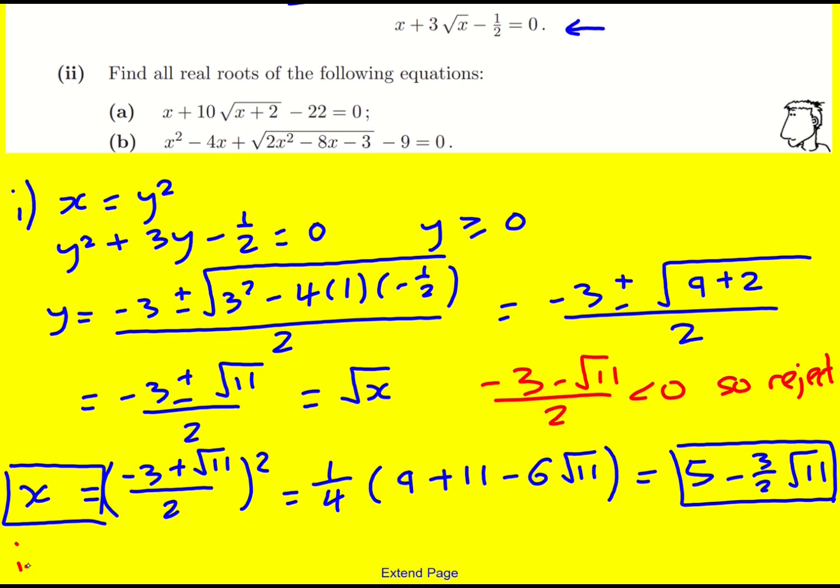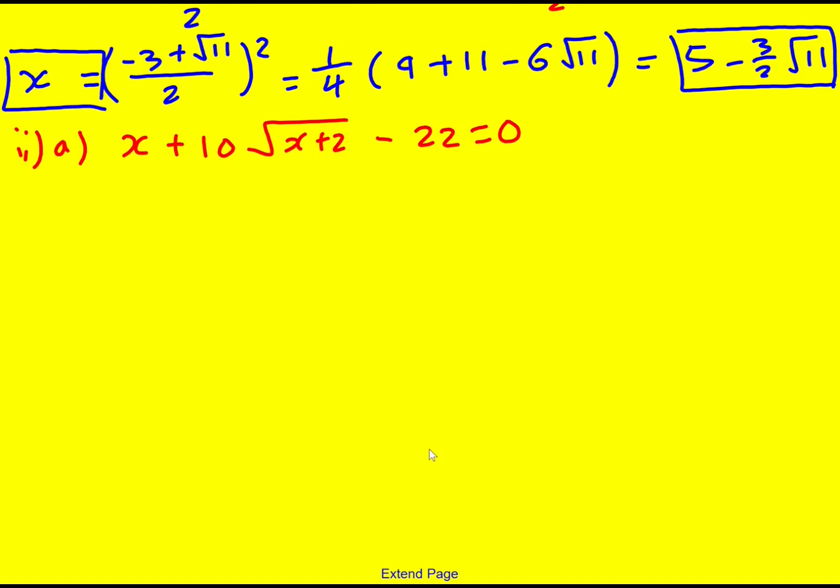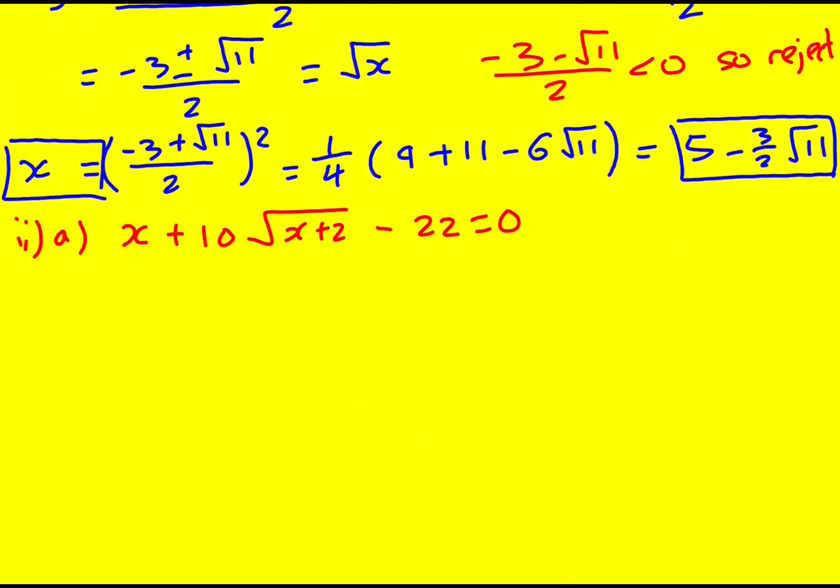Okay, let's carry on then. So part 2a, got x plus 10 square root of x plus 2 minus 22 equaling 0. And let's use a similar approach. You could actually get the square root on one side and everything else on the other side and then square it. I might do that in a minute, but let's look at doing a substitution. Just like we did with the square root of x in the first one, let's let y equal the square root of x plus 2.